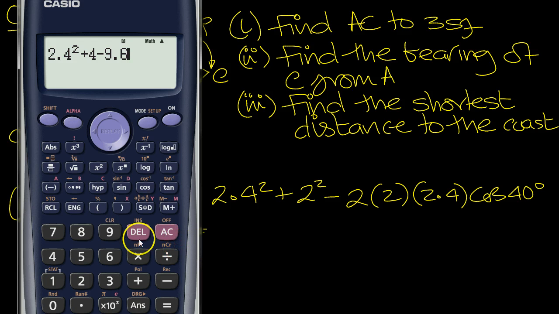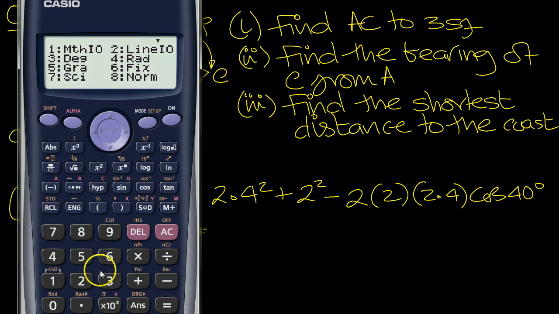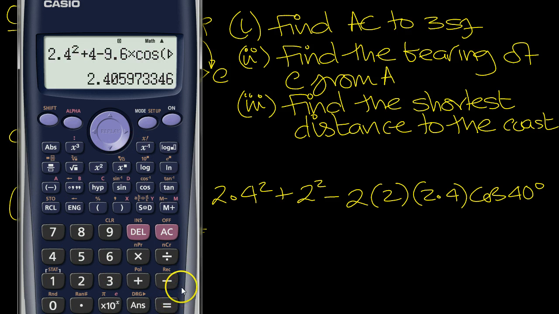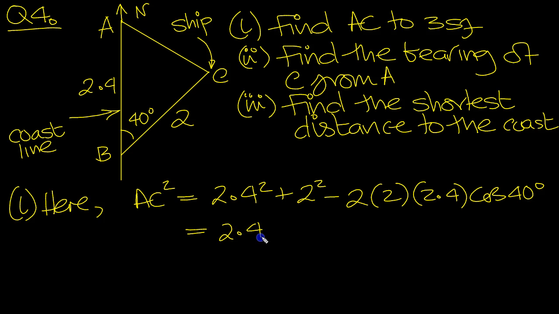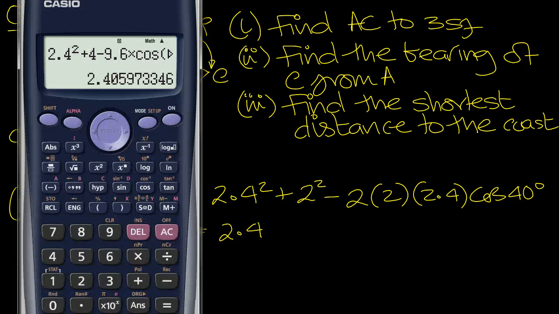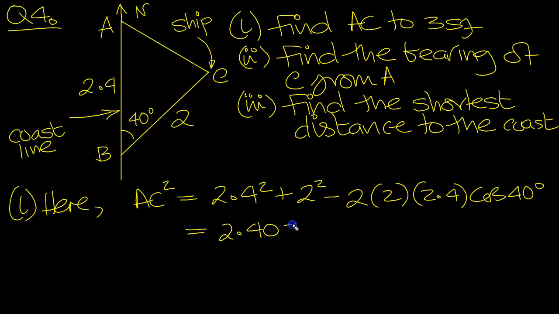Cos of 40 degrees. Now we need to be in, let's go to mode, and we want to be in degrees mode, equals 2.41 to 3 significant figures, doesn't it? 2.41, and that was to 3 significant figures. Oh, so we need to square root that. So let's go back slightly, retrace our steps. What was it from the calculator? 2.4059.